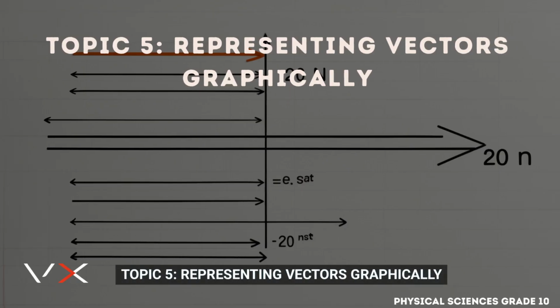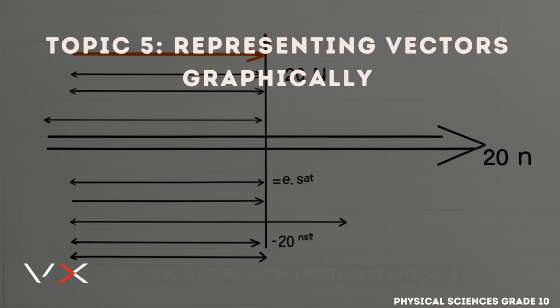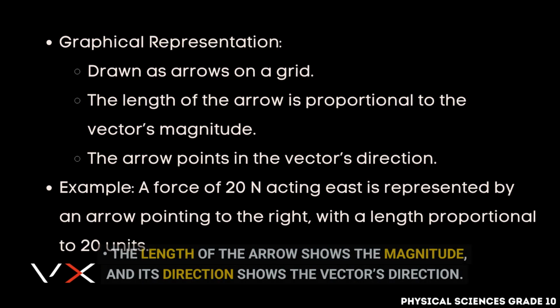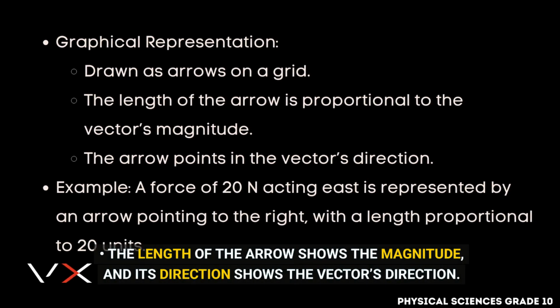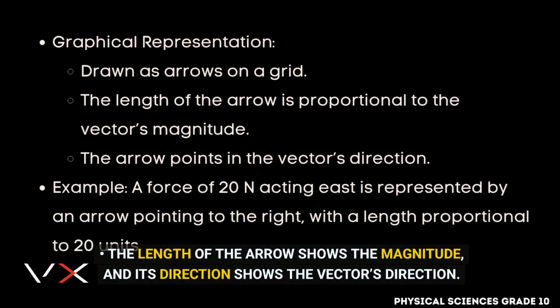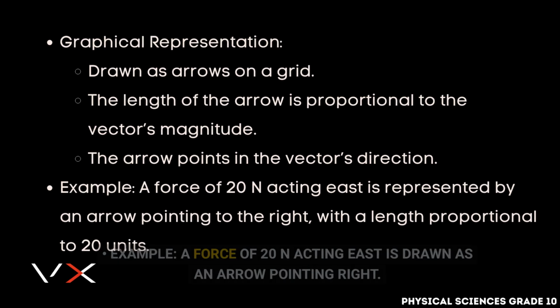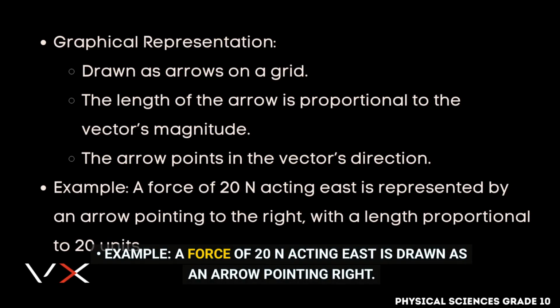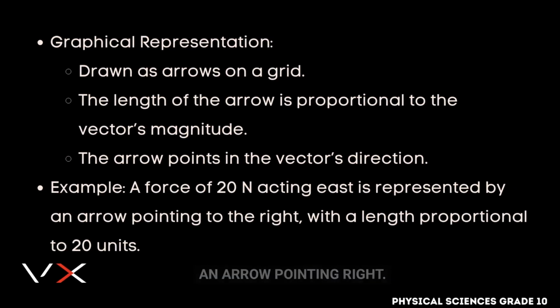Topic 5. Representing vectors graphically. Vectors are represented as arrows on a grid. The length of the arrow shows the magnitude, and its direction shows the vector's direction. Example: a force of 20 newtons acting east is drawn as an arrow pointing right.